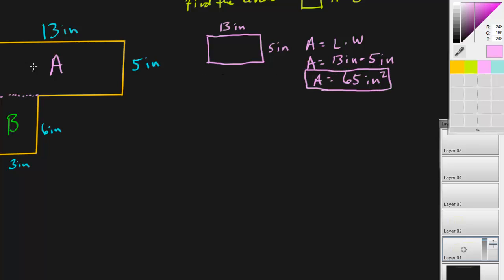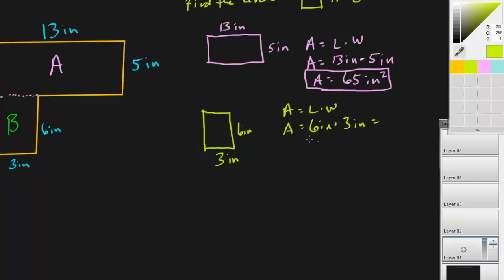The area of this whole orange odd shape is nothing more than the area of A plus the area of B. We just found the area of A, so now let's do the area of B. The rectangle for B looks like this: 3 inches by 6 inches. We do the same thing. Area is length times width, which is 6 inches times 3 inches.